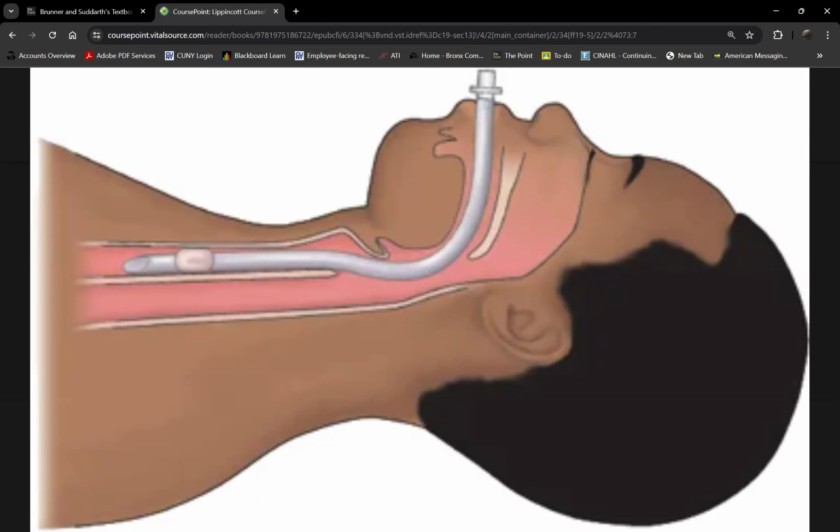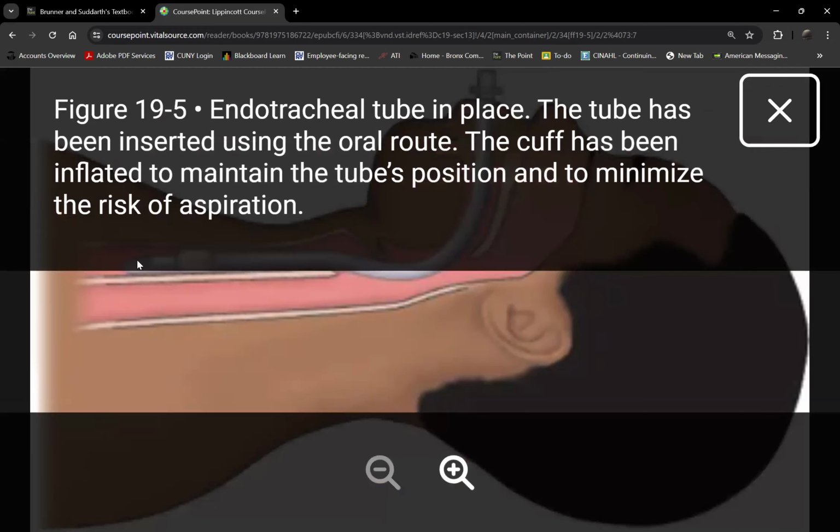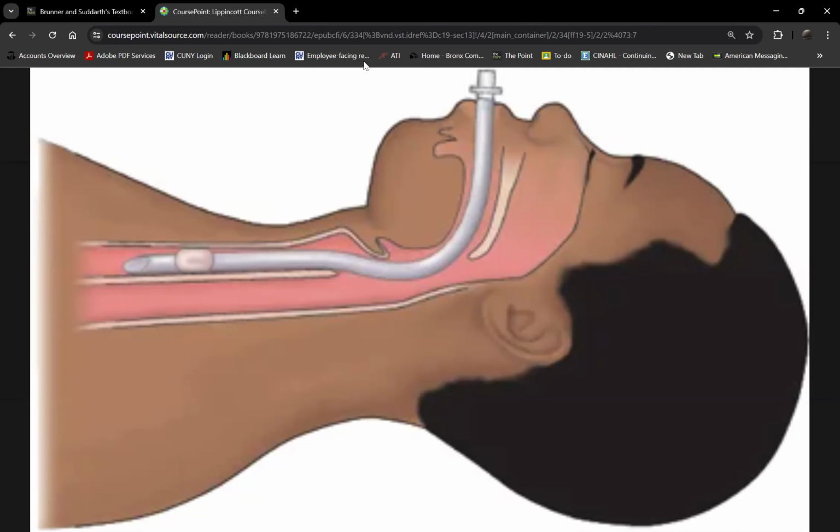So we will have to inflate that cuff. So this is the cuff, okay, this section here. This is a cuff, kind of like a Foley. Imagine this is a solid Foley. So we put it in there. Of course, this one will be delivering breaths, correct? This is an artificial airway. So we will have to inflate that cuff just enough to seal the airway.